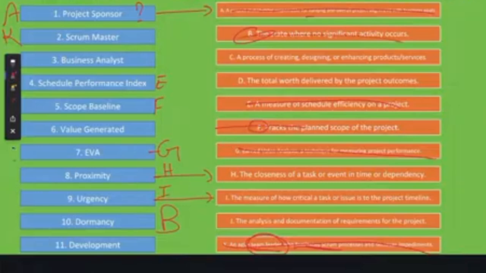A process of creating, designing, this is value generation. C. Process of the total worth, value generated. Value generated is that. Development is, sorry, this is C. Total value generated is D. Okay, so what is left? Business analyst. So we can put into that the one that is left. Anything I did wrong?